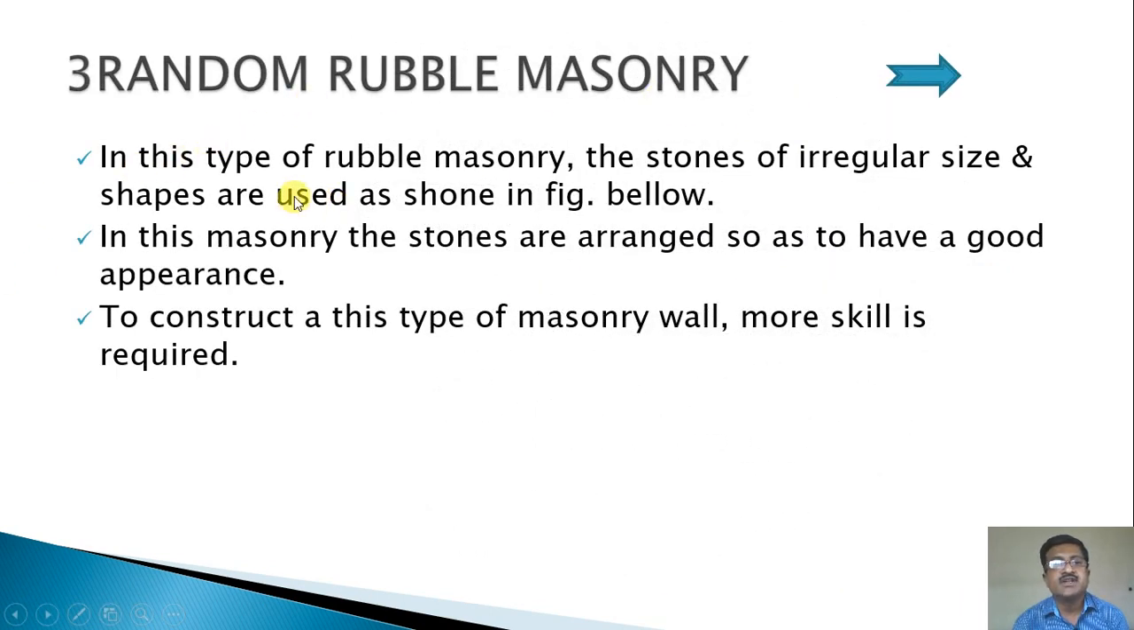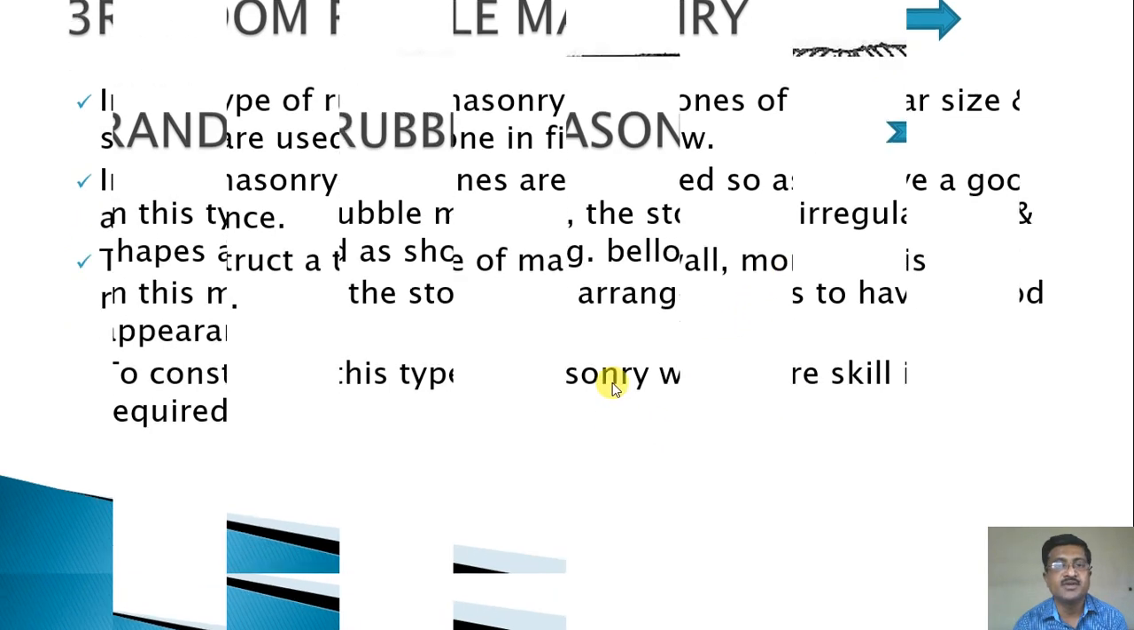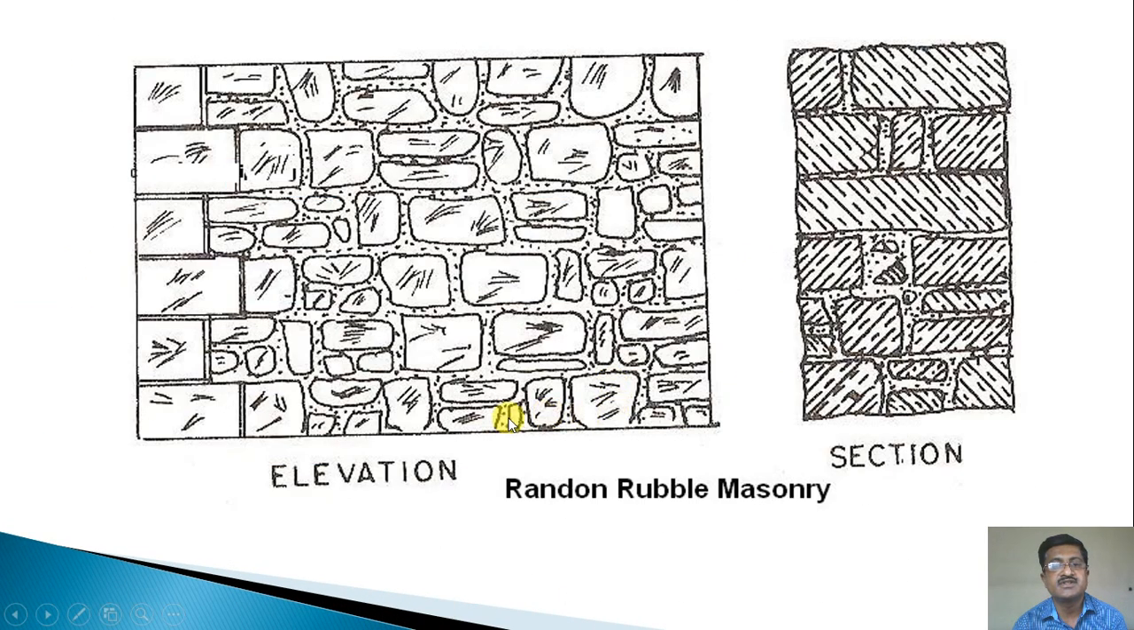Random rubble masonry. In this type of rubble masonry, stones of irregular size and shapes are used, as shown in the figure. In this masonry, the stones are arranged so as to have a good appearance. To construct this type of masonry wall, more skill is required. Okay, you can see this random rubble masonry. The elevation is better, but skill is required to construct such masonry.